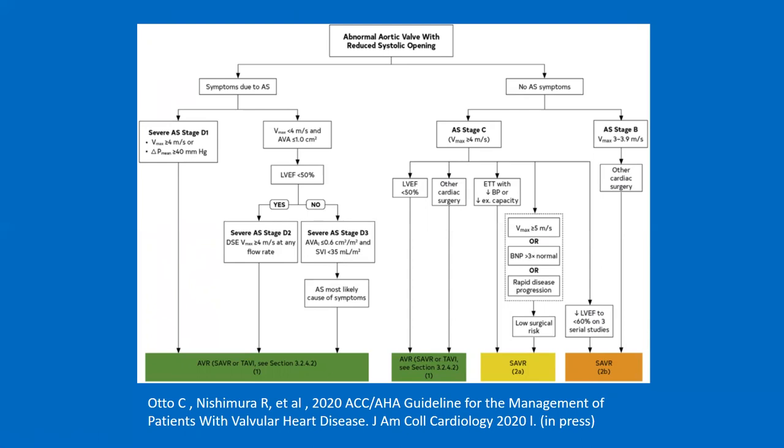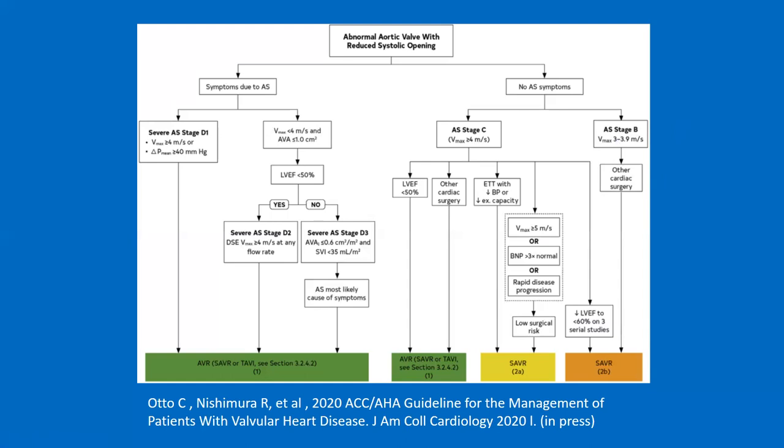In the prior edition of the guidelines, stage D3, the paradoxical low flow, low gradient, got only a 2A recommendation, but was elevated to a class 1 recommendation. Now, asymptomatic patients are more difficult to manage. If stage B, meaning progressive disease, this is moderate aortic stenosis, and the patient also needs to undergo other cardiac surgery, surgical aortic valve replacement is indicated with a level of recommendation 2B.